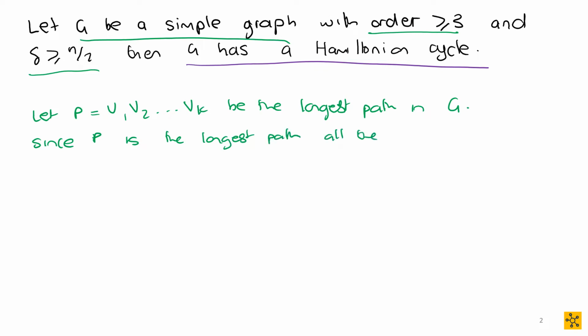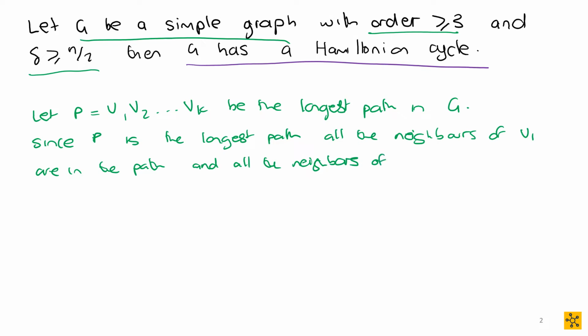all the neighbors of v1 are in the path, and all the neighbors of vk are in the path. If they weren't, we could have just added them to the path.